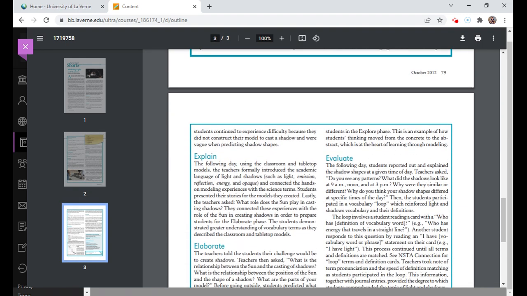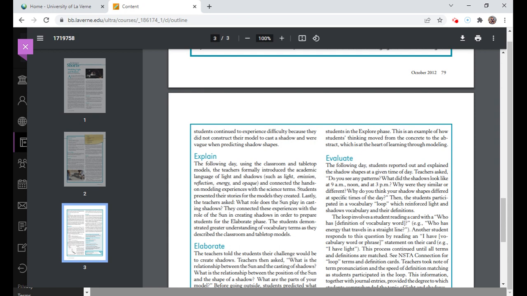For the explanation part, the teachers introduced the academic language of light and shadows. So the vocabulary terms that were used were light, emission, reflection, energy, and opaque. These terms help the students connect the hands-on modeling experience with the science terms. So students were able to know what these words meant when playing a part in the shadows.